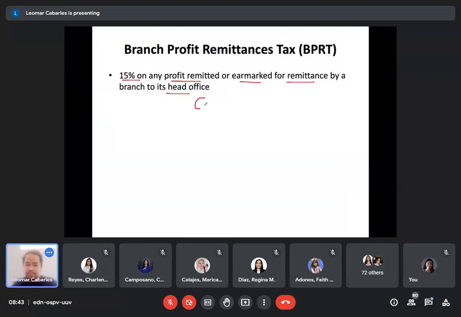Citibank is a global bank. I think sa US ang incorporation nito. Meron siyang branch in the Philippines. Etong branch na to, dahil branch nga siya, this is a resident foreign corporation. So pag may income yan, pag may income siya, subject to sa RCIT. Profit.